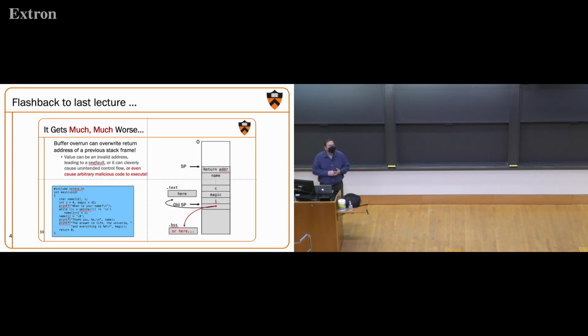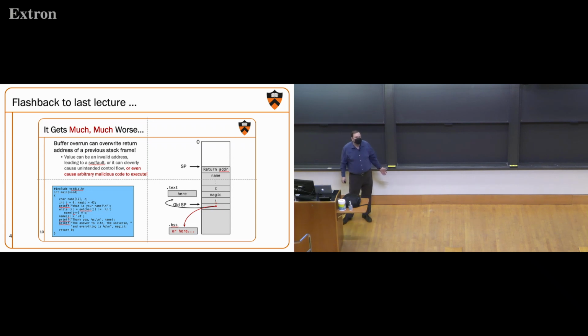So let's go back to last week when we talked about assignment 6. And we sort of talked about once you are able to smash the stack, once you are able to replace a return address that is placed within a stack frame, you can cause all kinds of damage. You can do all kinds of things to exploit that situation.